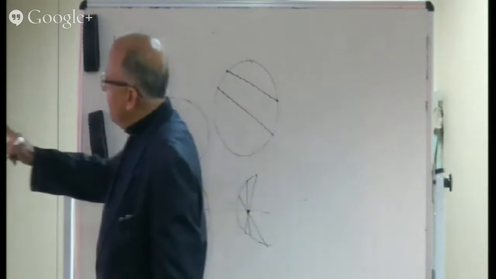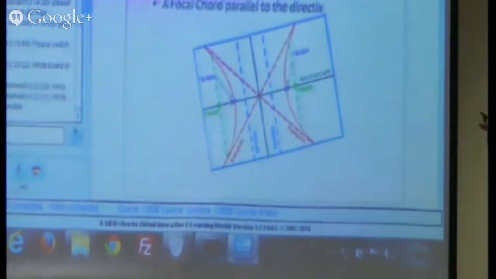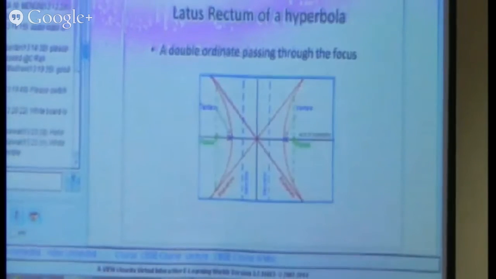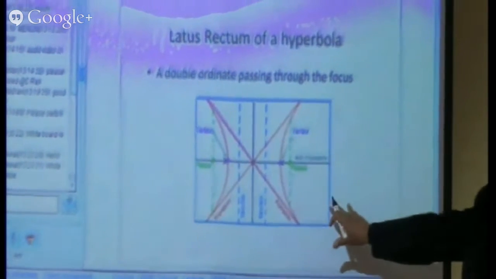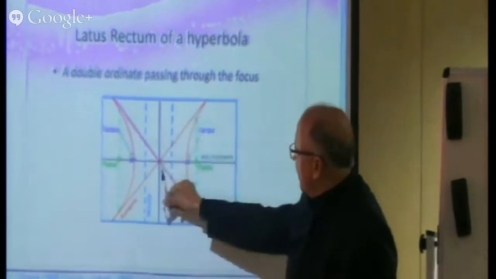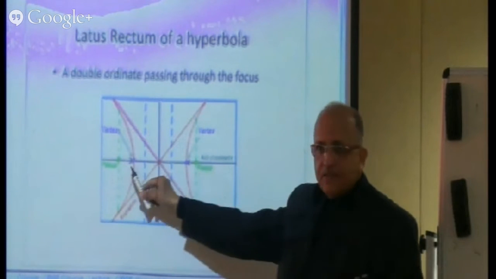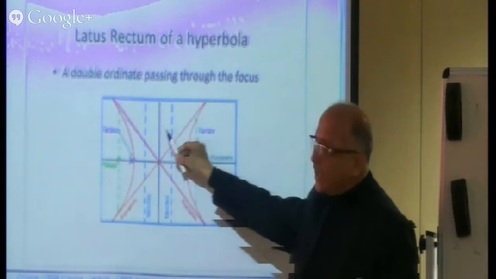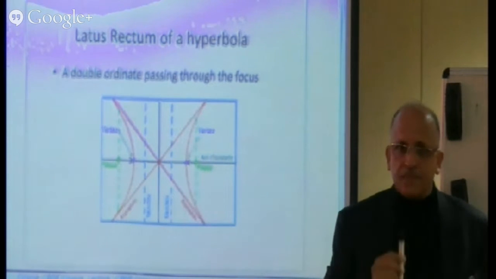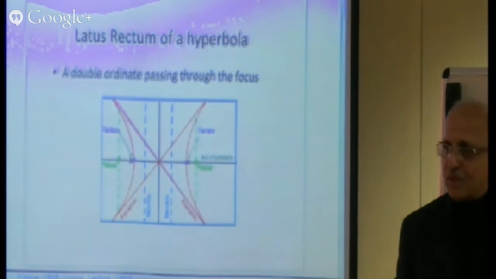Oh, I have intentionally tilted this picture. Just see the next slide, the previous slide. In that slide, you can see that the same picture was there. What was the relative position? These lines are parallel and they are perpendicular to this line. That means transverse axis and conjugate axis are perpendicular. Directrix is parallel to the conjugate axis. It is perpendicular to the transverse axis.